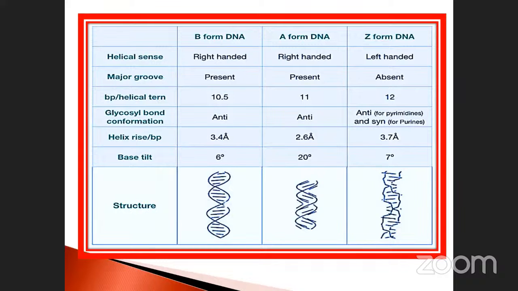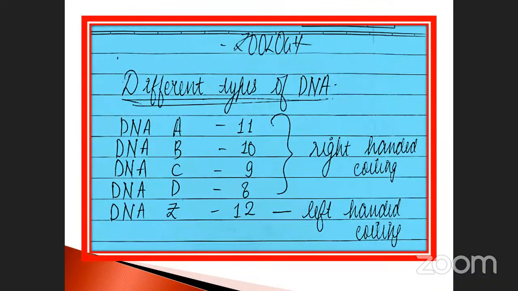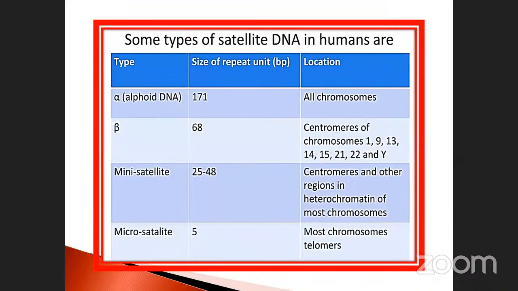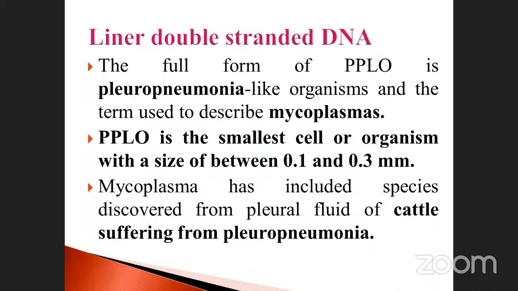Okay, this is another part. The same things are there. See here, no need for this one. This one is also handwritten notes, taken from the net. And sometimes satellite DNA is also present in it. The size of the repeated unit, how many molecules are present in it? Alpha, beta, minisatellite, microsatellite. Likewise, these are the chromosomes. Okay, no need for this one. We'll see the next one.